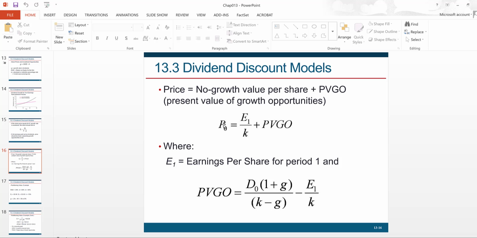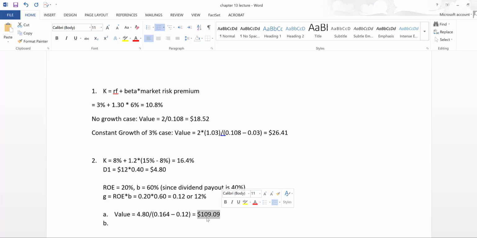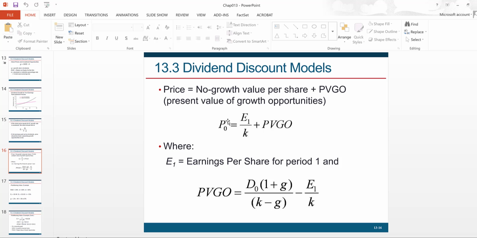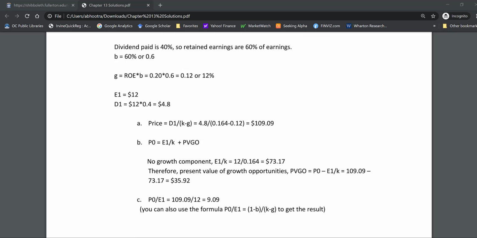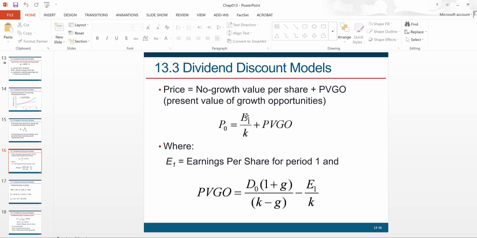We already have P0 from part A, right? We just calculated that P0. P0 is the value, so that is 109.09. So we have this P0, we have E1. E1 is given to us in the question. It says that earnings next year are expected to be $12 per share, right? So that is our E1, and K is the required rate of return, and we calculated that as 16.4%. So we have P0, E1, and K. So from this equation we can calculate the present value of growth opportunities.